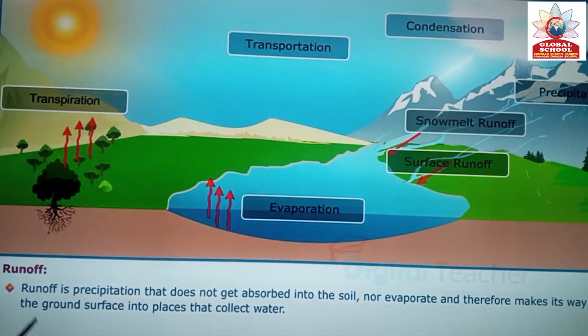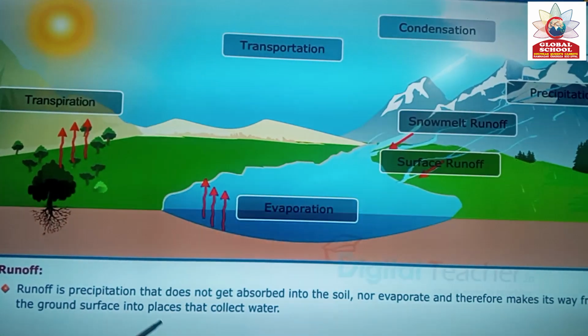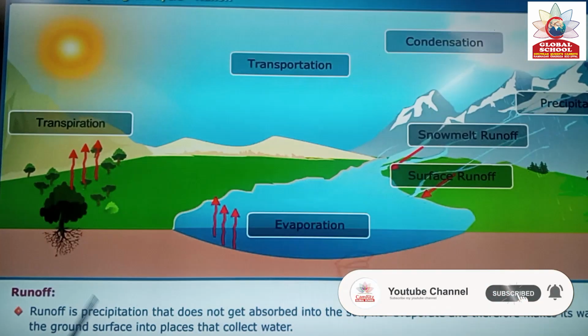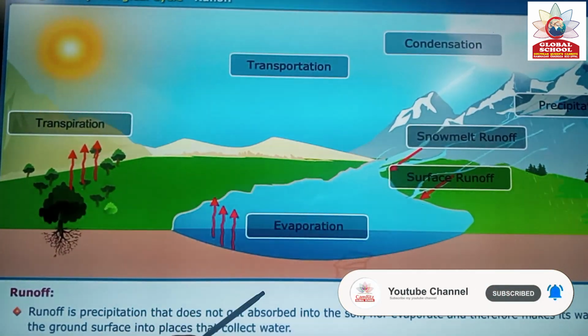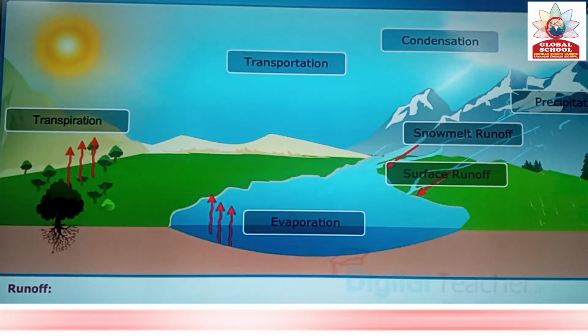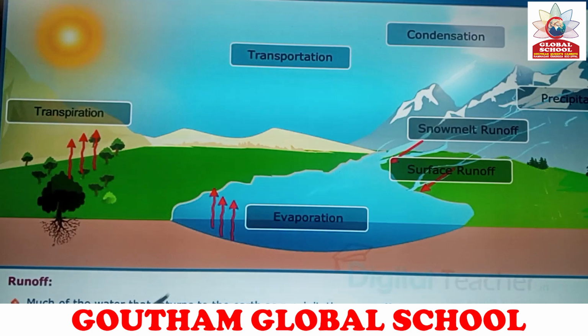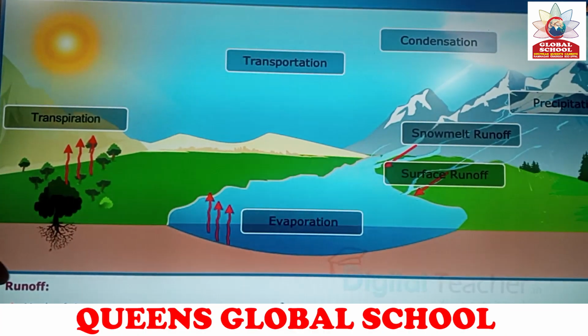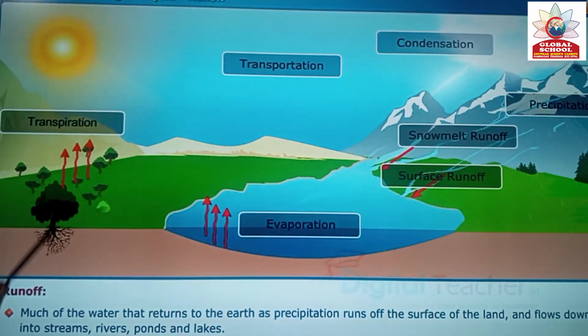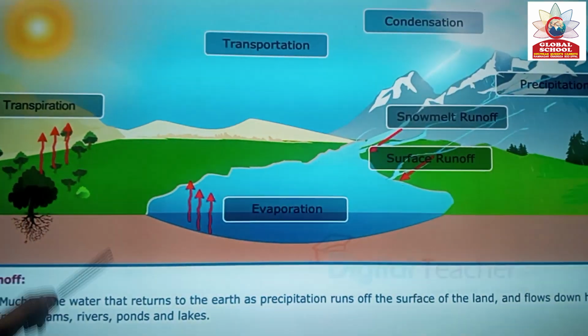Runoff is precipitation that does not get absorbed into the soil nor evaporate, and therefore makes its way across the ground surface into places that collect water. It is the primary agent in soil erosion by water. Much of the water that returns to the earth as precipitation falls on the surface of the land and flows downhill into streams, rivers, ponds and lakes.